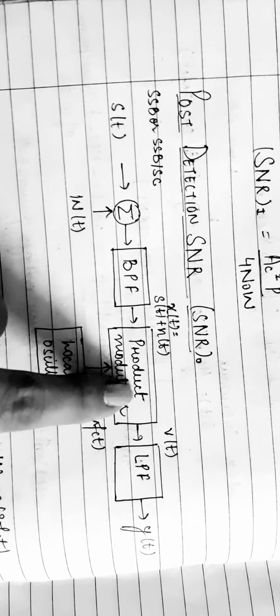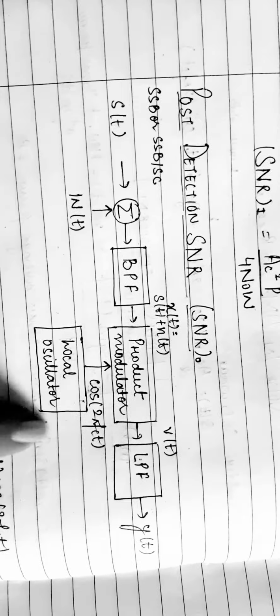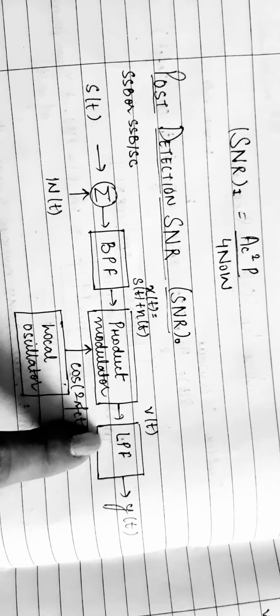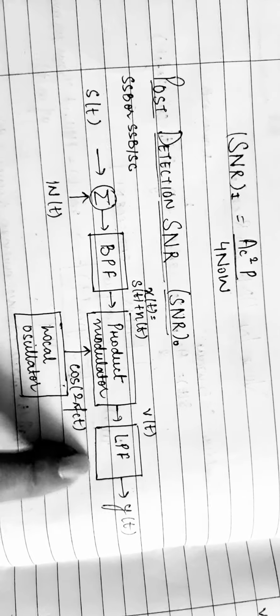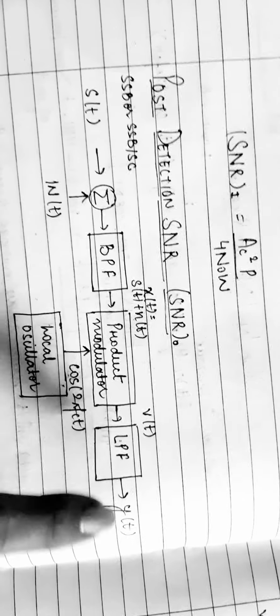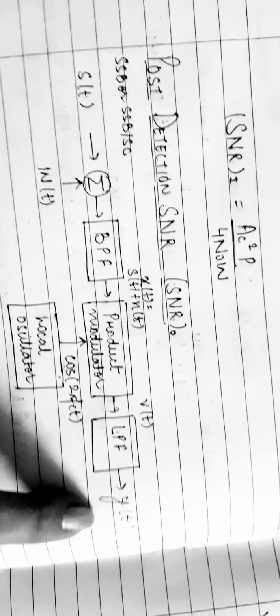Now it is passed through a product modulator, and the product modulator is connected with a local oscillator, that is cos 2πfct. So from here we get the output v(t), which will be equal to x(t) cos 2πfct, and it is passed through a low pass filter. The function of the low pass filter is to remove the high frequency component. It will discard the high frequency component and we'll get the output y(t).